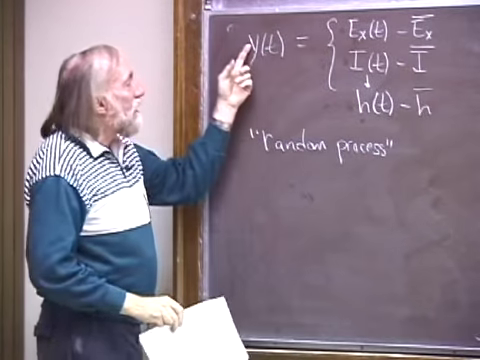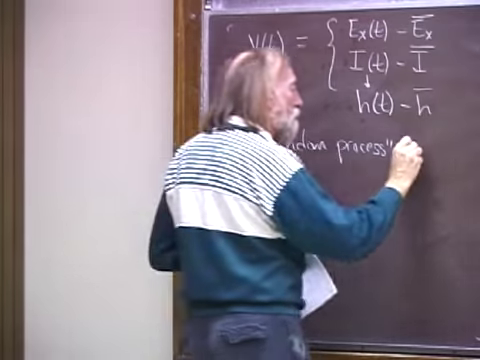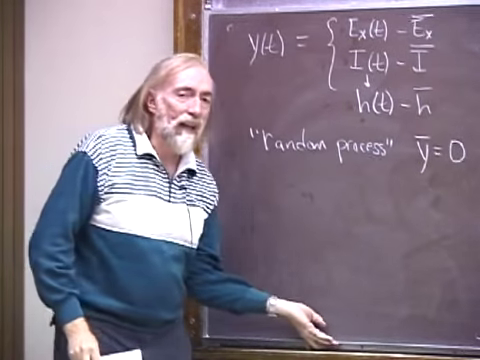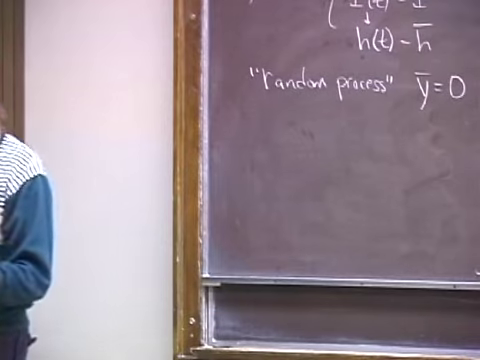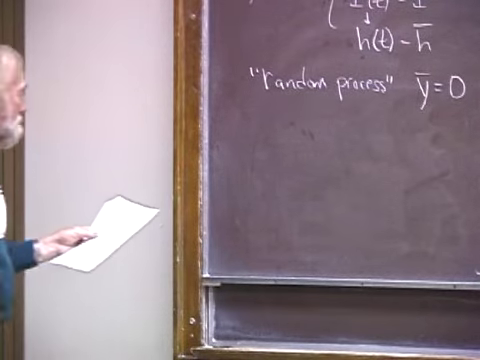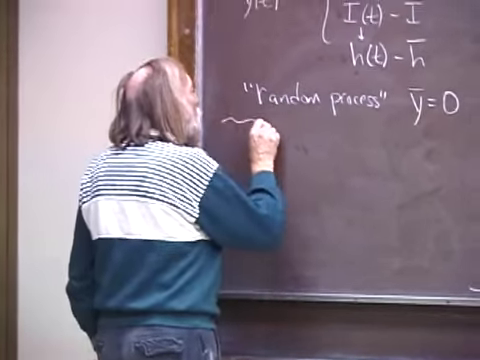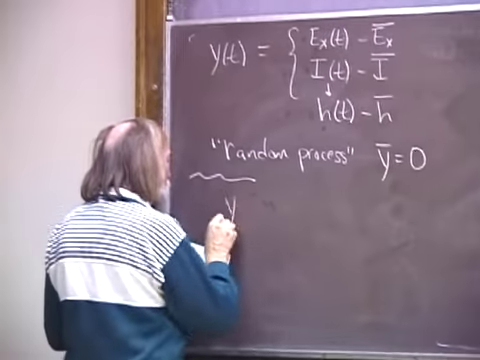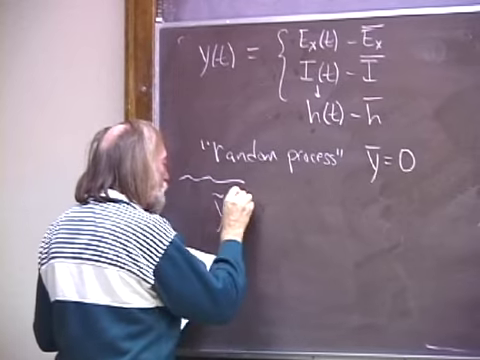And so this guy has vanishing mean. That just enables me to avoid some complications in various formulas. Now, one thing that we can do with a random process is we can Fourier analyze it. And so we can compute a corresponding y tilde of f.